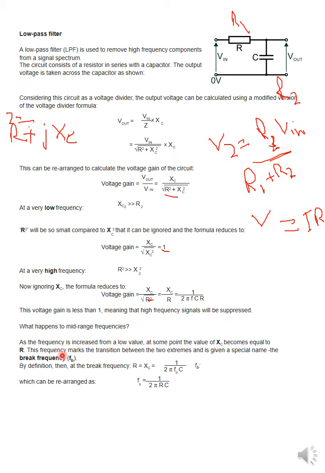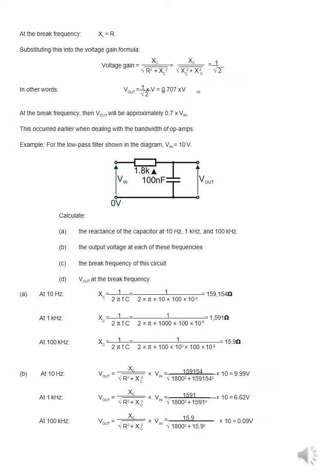So you can say the frequency is increased from a low value, at some point the value of Xc becomes equal to R. So at this point it is called the break frequency. Then at the break frequency, Xc is equal to 1 upon 2 pi FBC. So you can say your FB will be equal to, this needs to come to this side, which can be rearranged as the break frequency when Xc is equal to R, 2 pi RC.